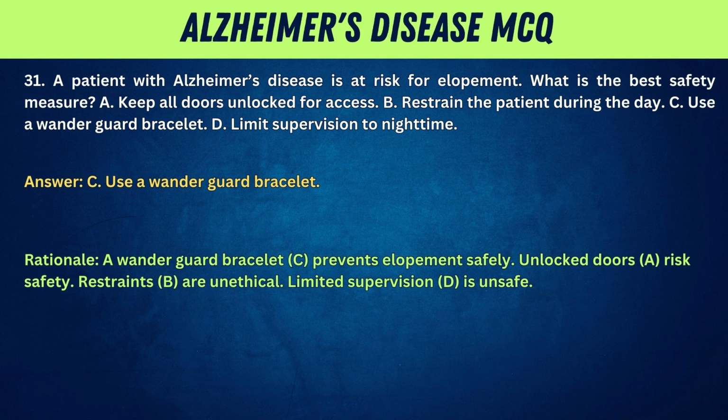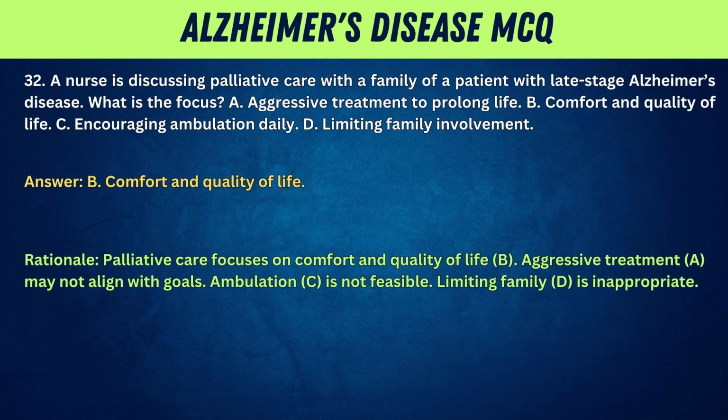Rationale: a WanderGuard bracelet, C, prevents elopement safely. Unlocked doors, A, risk safety. Restraints, B, are unethical. Limited supervision, D, is unsafe. 32. A nurse is discussing palliative care with a family of a patient with late-stage Alzheimer's disease. What is the focus? A, aggressive treatment to prolong life.